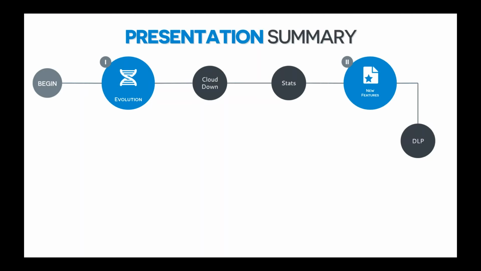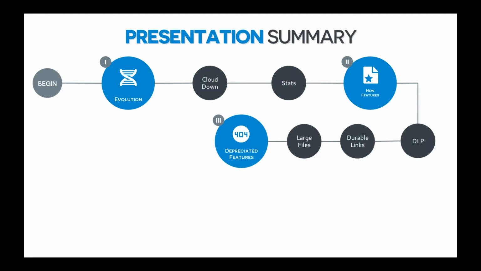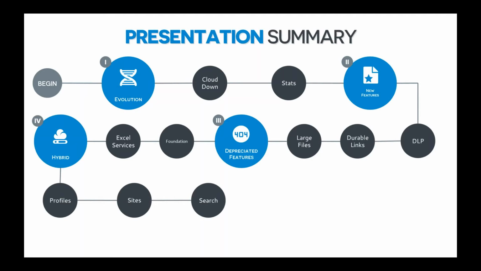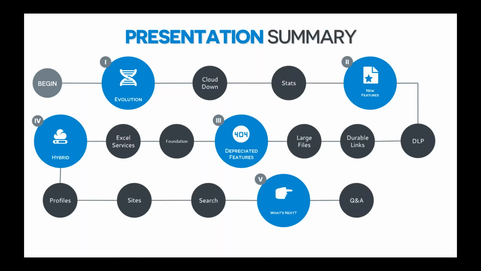We'll then start looking at the new features such as DLP, durable links, the new large file limit, and then we'll look at what did we lose. Because we did lose some features in SharePoint 2016, such as SharePoint Foundation, Excel Services, and a few more. We'll then look at the benefits of having SharePoint 2016 in hybrid mode. We'll look at what is the profile redirection, what are the hybrid sites, and the new cloud search service application. We'll then look at what's next, what's the roadmap, and at the end of the webinar, we're going to have a small Q&A.